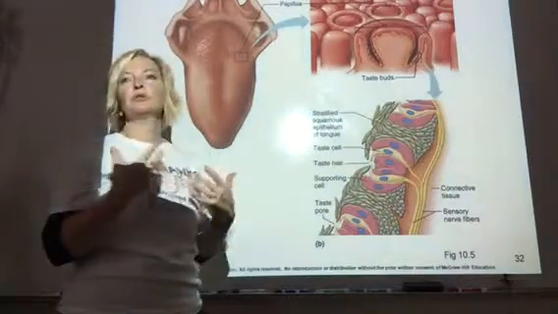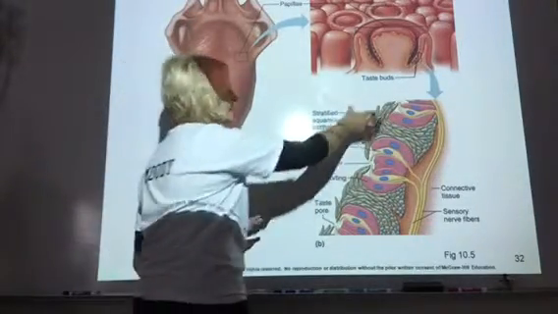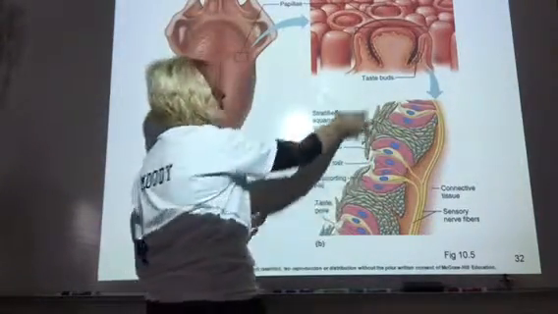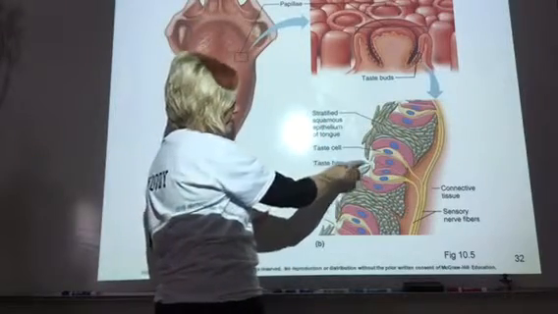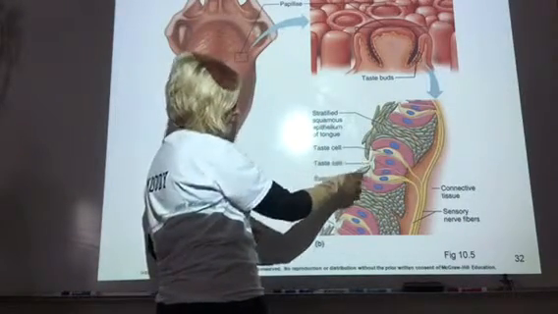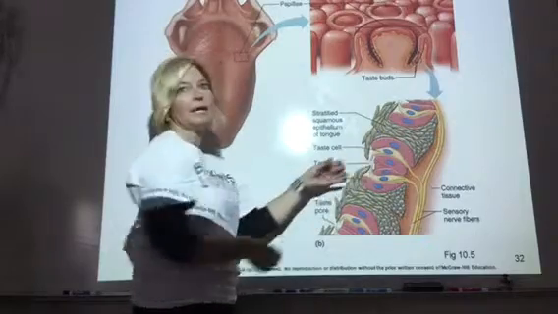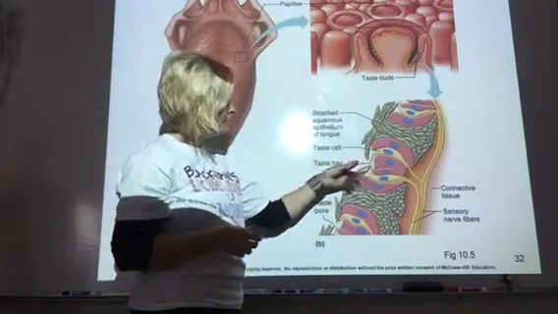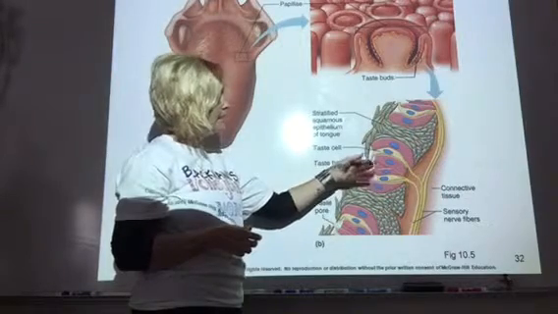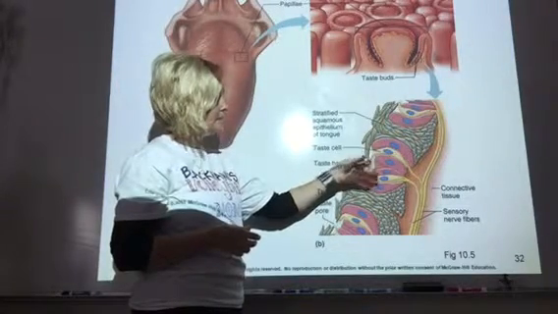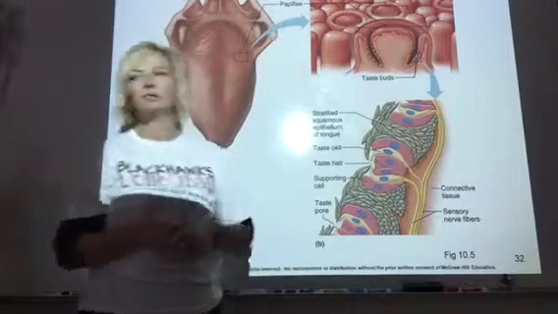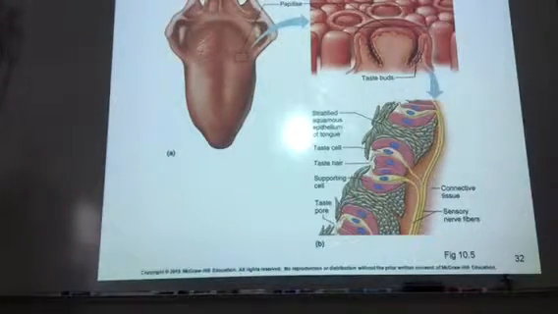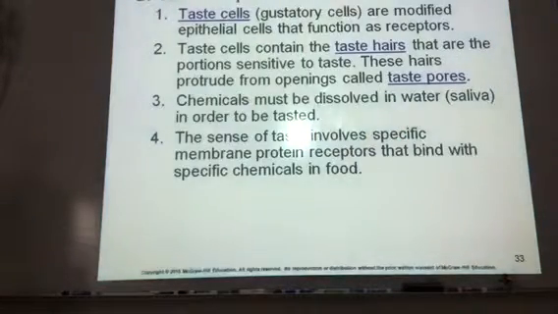So as you produce saliva, this liquid runs over the top of your tongue, and then this pore, or this opening, is where the liquid with the chemical taste of whatever you're eating dips into this pore. The hairs at the end of the taste cell pick it up, and then the taste cell takes it to your nerves and your brain. So taste buds are very, very tiny.